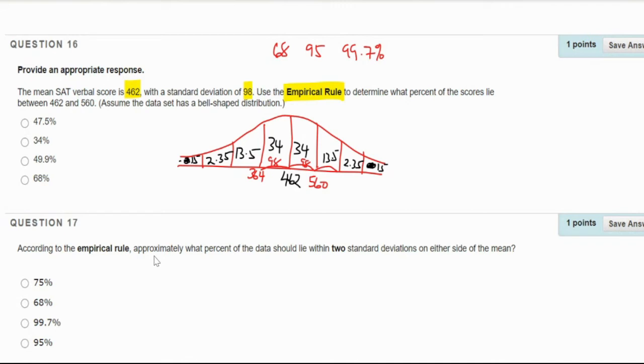But because you are taking the test, you don't want to spend all the time doing what you don't need to do. They just want between 462 and 560. So we're just looking at this area. What percent? 34%. So that would be 34%. Are we good? Yeah.